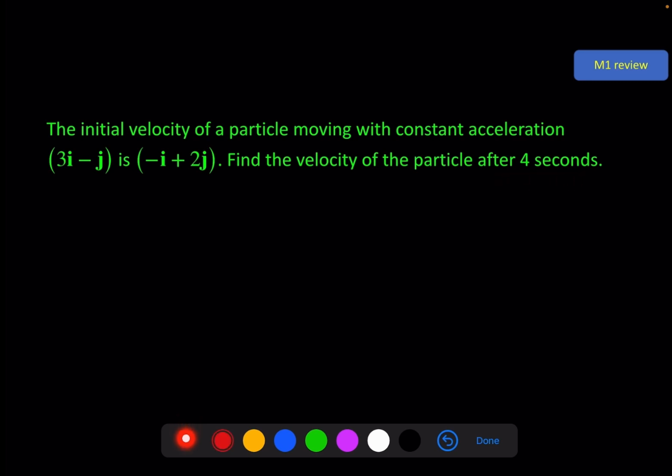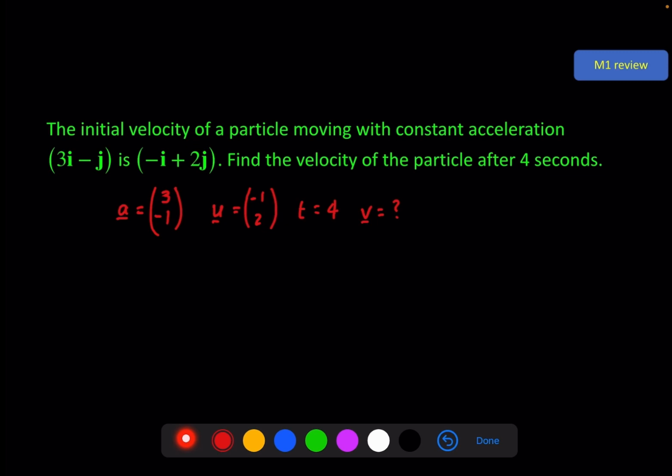So here we've been given 3 pieces of information. The acceleration is, I prefer column vectors rather than ij notation, so I'll write it like this. The initial velocity is this, and the time we're looking at is 4 seconds. We need to find the velocity.